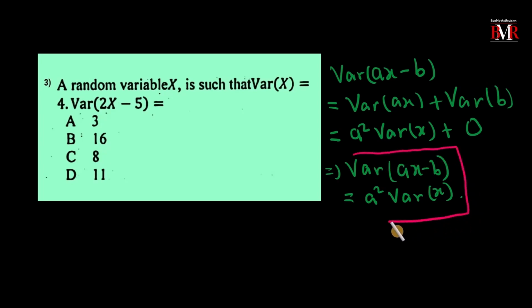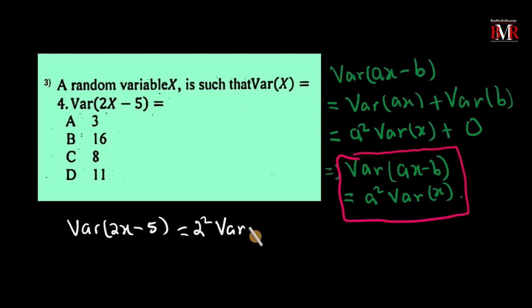So let's apply this formula in this case. That means var 2x minus 5 is the same like 2 squared var x. Since var 5 is 0, since 5 is a constant, so following this formula here, our a is 2, so I have to square 2 as a is squared in this formula. And we have been told that var x is equal to 4, so it means 2 squared, which is 4, times var x, which is 4 from the equation. That is 4 times 4 is equal to 16. From the options, B is the correct answer.